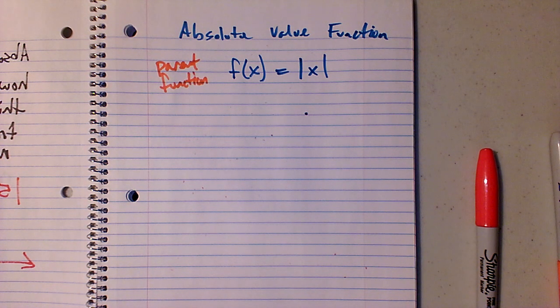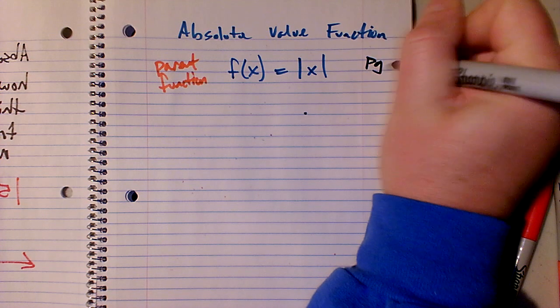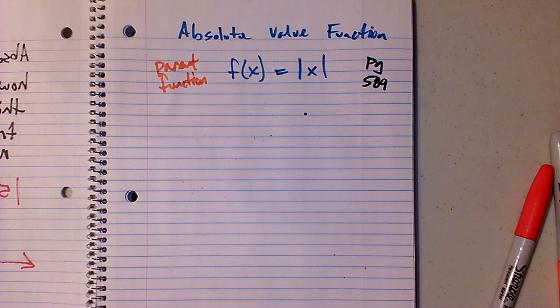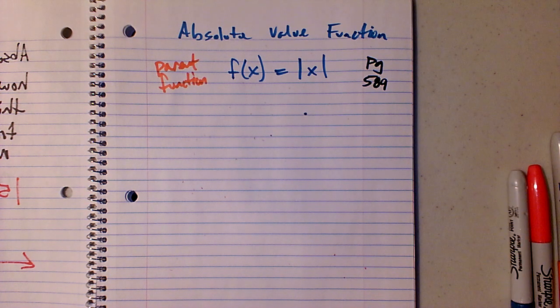Now this is on page 589 in your book, what I'm doing right now. So if you want to go to 589 in your book, you can fill in the information there. Now, I want to graph this parent function, and I'm calling that the parent graph. That's a term I made up for it. We always talk about the parent function or the graph of the parent function. I just combine those two together to make the parent graph.